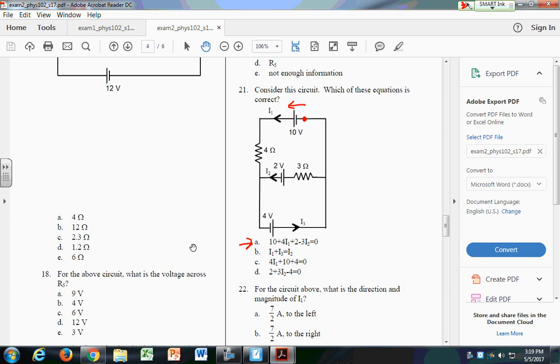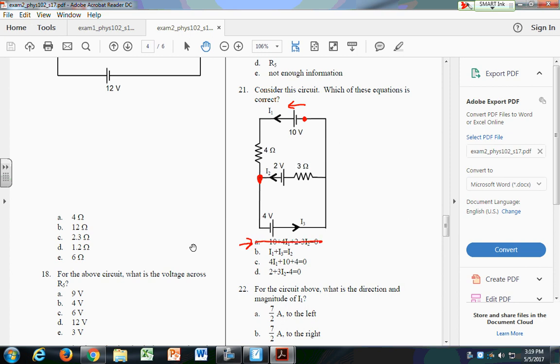Remember, we had those rules for how to write out the equations. So I have 10, this should be minus 4i1. Well, look, I have positive, so that can't be right. So that doesn't jive. I1 plus I3 equals I2. That would be right here. The junction rule, it should read I1 plus I2 equals I3. So that's not right either.